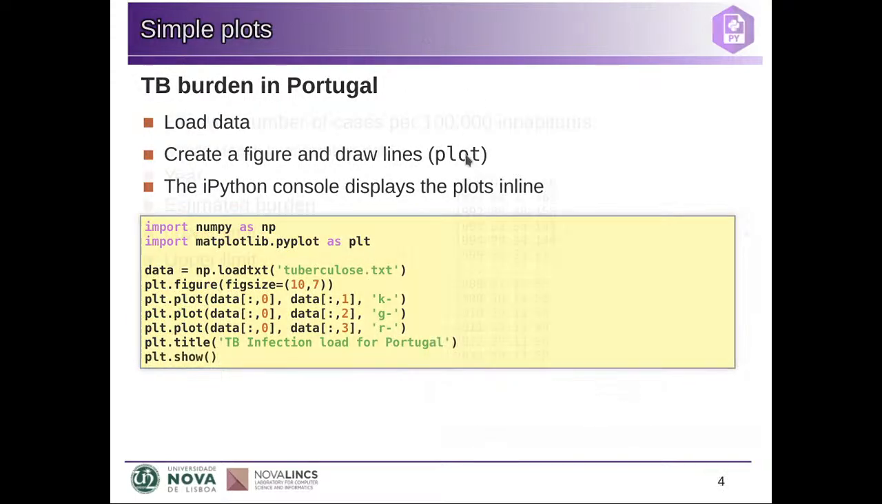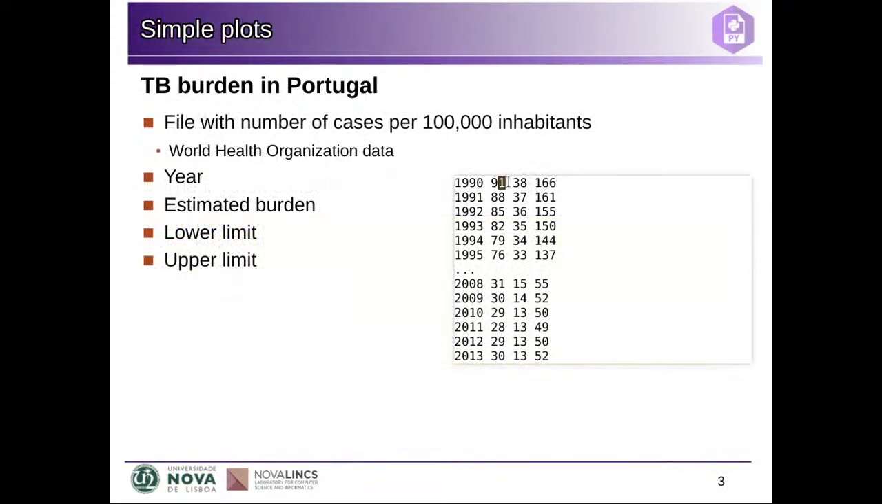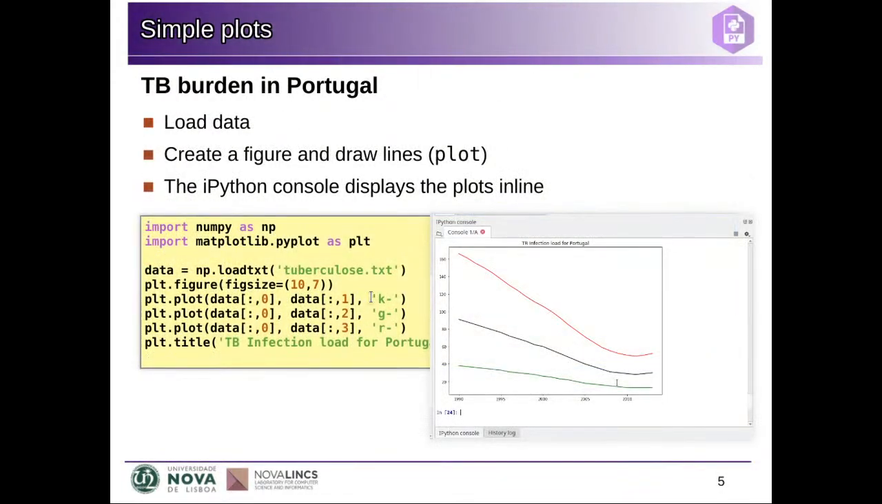So column 1, remember, is the estimated tuberculosis load in Portugal. And we specify here that we want this drawn as a single line in this color, K, which stands for black. So this is the black line that we have here. Now we do the same thing for the lower bound on the confidence interval, but we plot that in green. This is a green line here, and the upper bound in red.